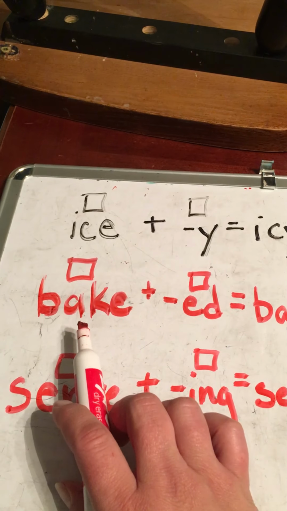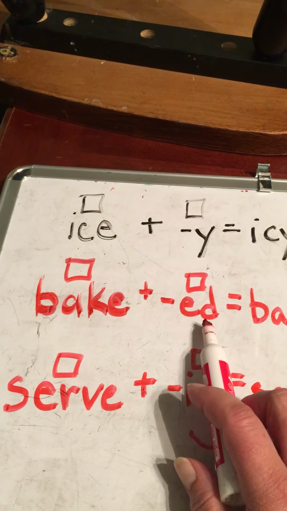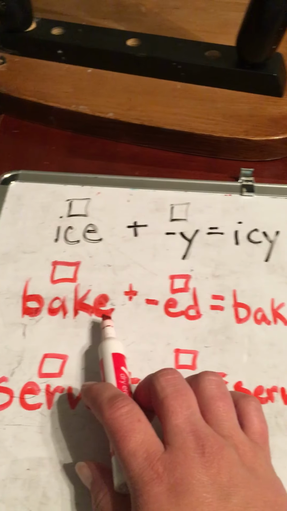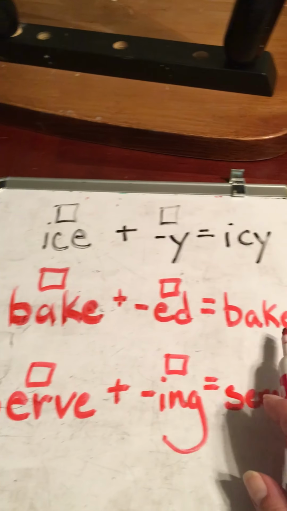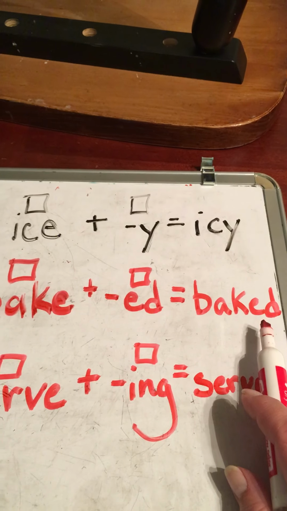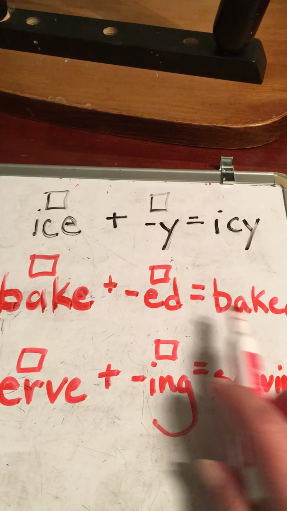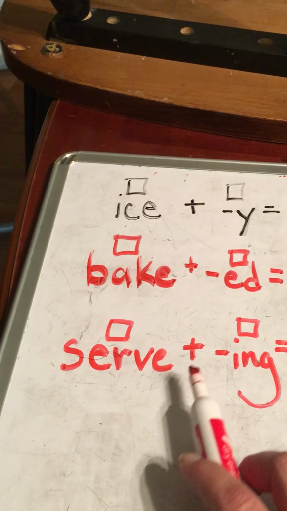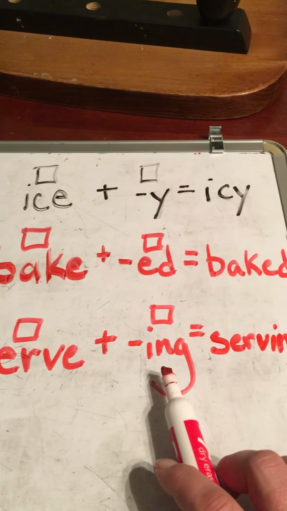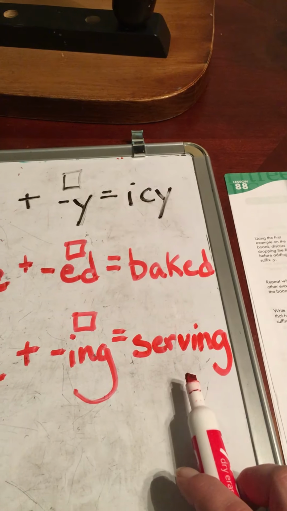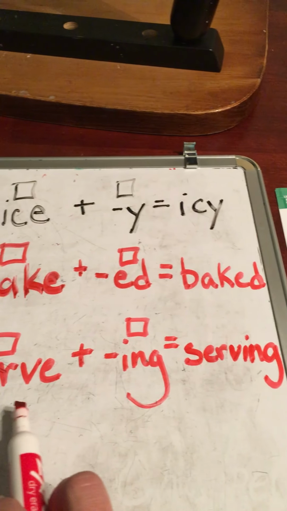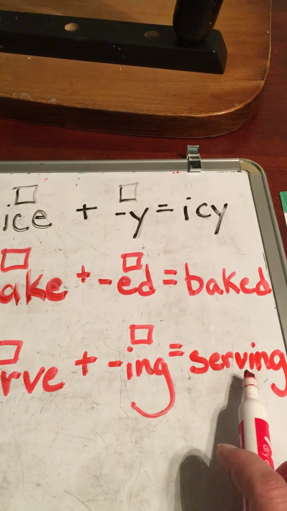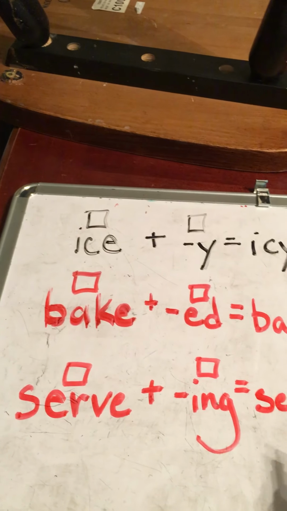So we have bake plus suffix ed makes baked. Now I have an E here and an E here, but in baked I only have one E. I had to drop this E on the word bake. Let's look at serve plus suffix ing equals serving. I also noticed that my E is gone. It's not here. We dropped the E.